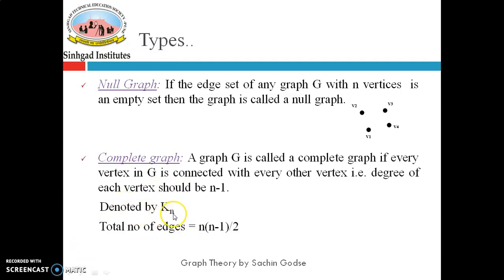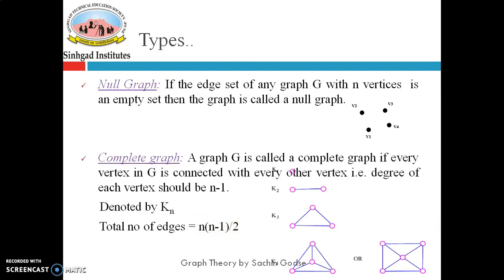A complete graph with n vertices is denoted by Kn. The total number of edges can be calculated using the formula n times (n minus 1) divided by 2. It gives the total number of edges in the complete graph. Now we'll see some examples of complete graphs.